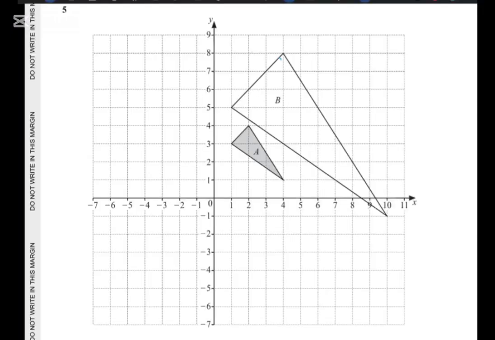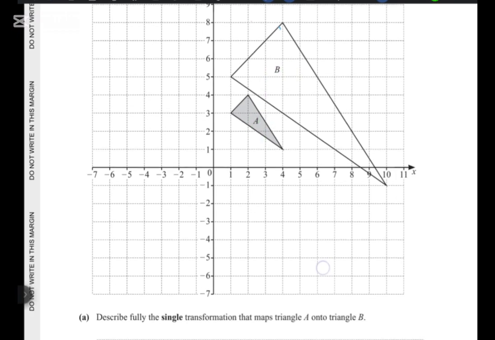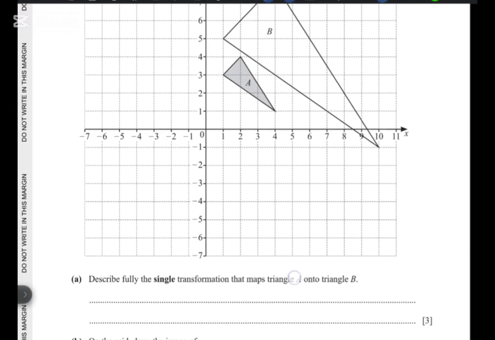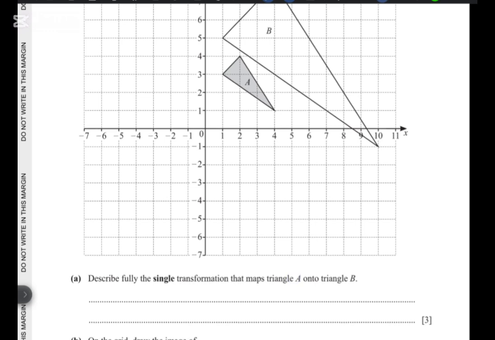Question number 5. There is an enlargement given here. Triangle A, triangle B, which is enlarged. We have questions here. Question A. Describe fully the single transformation that maps triangle A onto triangle B. We need to describe the transformation.